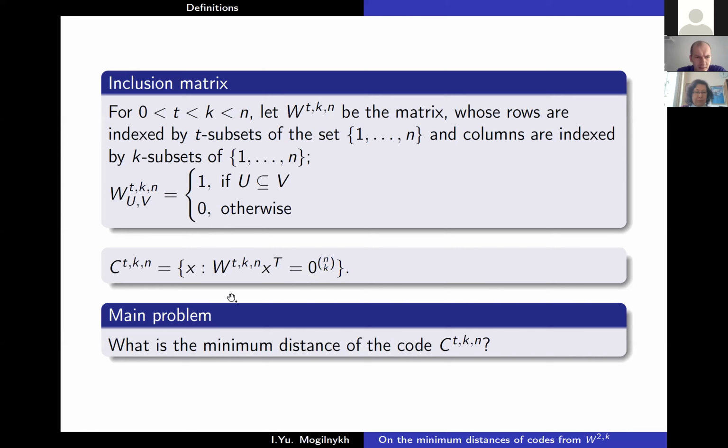One might consider a binary linear code, which is the solution space of the system of linear equations with the matrix of the system being the inclusion matrix. So this system we consider over the binary field. And the main problem of the talk is: what is the minimum distance of the code C_tkn?